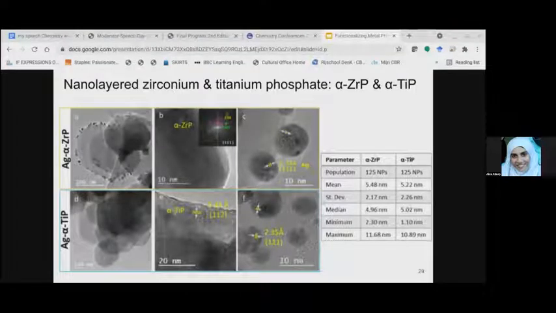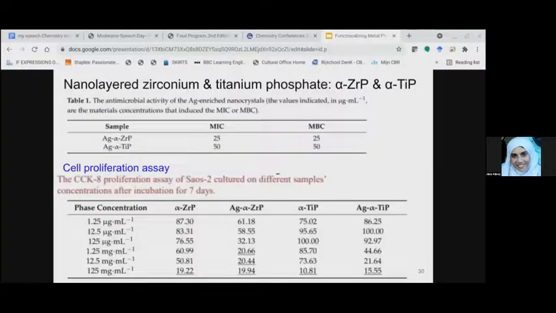These nanolayered crystals were studied with high-resolution transmission electron microscopy as well, and the size distribution analysis of nanoparticles showed their size homogeneity on both phases. For these two phases, I also studied the antimicrobial activity, and I did the cell proliferation assay, and they both showed good antimicrobial activity without much compromise to their biocompatibility.